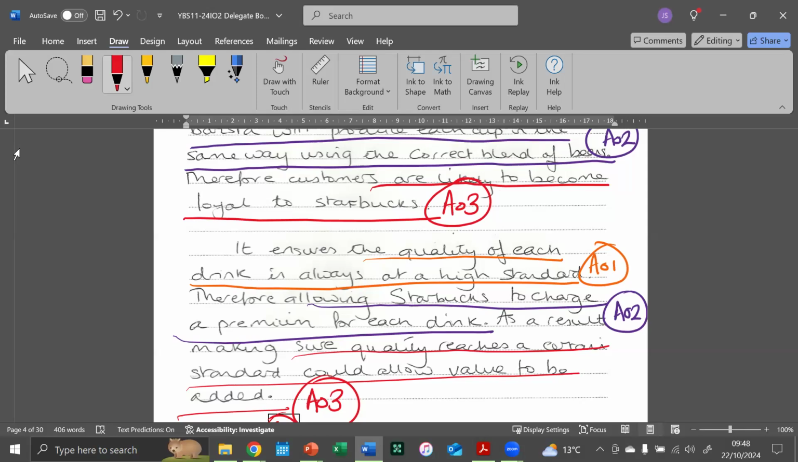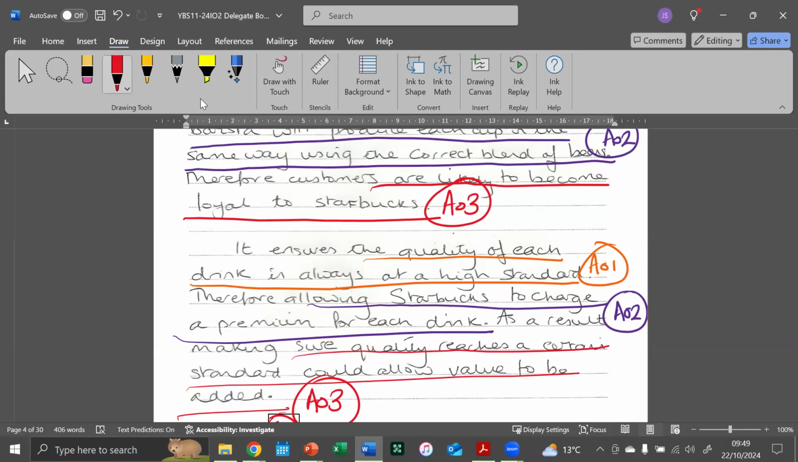So when you're allocating that analysis mark, don't think, oh, there's not enough analysis for me to give 1 mark. It's 1 mark and it's points-based marking. So just by saying on the end of that second paragraph, this could allow value to be added. That's analysis. You can't turn around and say that's not worth anything. That's nothing. That's a nothingness. That is a strand of analysis.